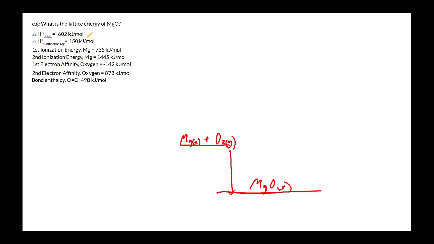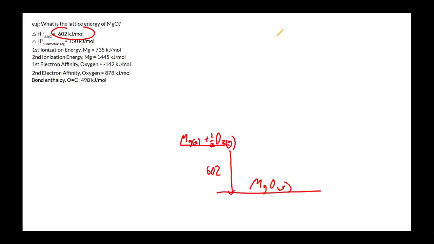And delta H of formation for this process, it says up here, is negative 602 kilojoules per mole. And I've got a downward arrow. I'm going to leave off the unit here because it's a negative number. To make 1 mole of MgO, I would have to have a half a mole of oxygen gas.